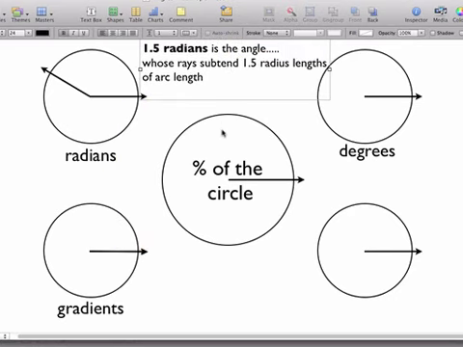Did you say circumference too? What's your whole definition? Tell me the whole thing. The angle whose rays subtend 1.5 radius lengths on the circumference of the circle. Saying "of the circle" is kind of implying a percent of the circle, and we're not really using that here. We're just saying 1.5 radius lengths on it. Okay. So yeah, you could say 1.5 radius lengths on the circumference.